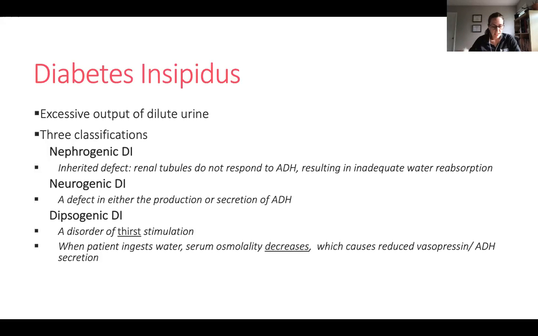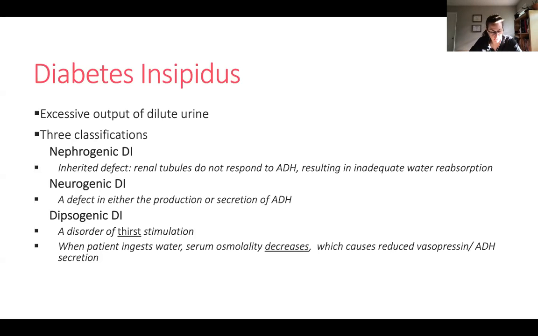The neurogenic is when there's a defect in either the production or secretion of ADH. So that could be because of a hypothalamic tumor, head trauma, if there's an infection, if it was damaged during a procedure, or if there's a metastatic tumor. Or it could also be triggered by a stroke or intracranial hemorrhage.